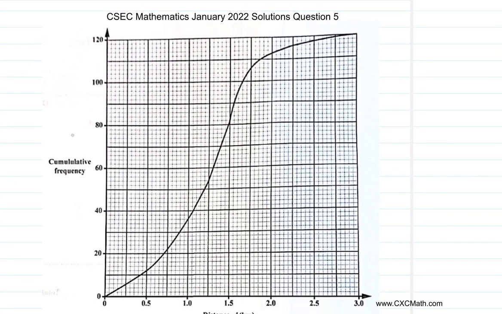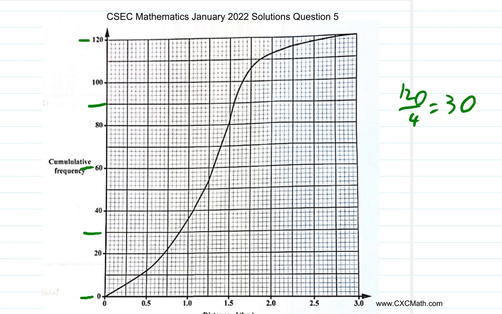Now, the quartile. It means you're going to divide up the cumulative frequency axis into 4 equal parts. 120 over 4 is what? It's 30, right? So 30, 30 to 60, and then 90, and 30 by 4, 120. All right, good.